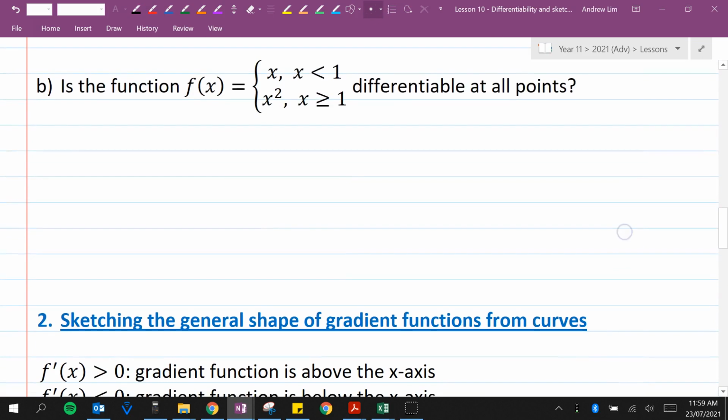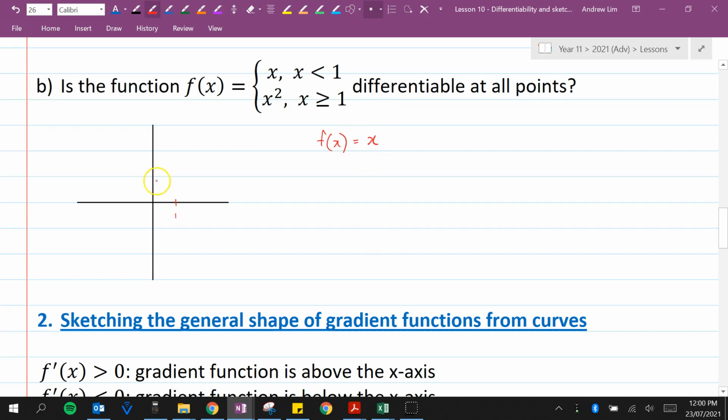Part B, is the function f of x is equal to x when x is less than 1, or equal to x squared when x is greater than or equal to 1, differentiable at all points? So this is a piecewise function, which means we actually need to graph this to see what it looks like. So I've got when x is equal to 1, anything to the left of that, whenever x is less than 1, is going to take the function f of x is equal to x, which means it's going to be a straight line with a gradient of 1.